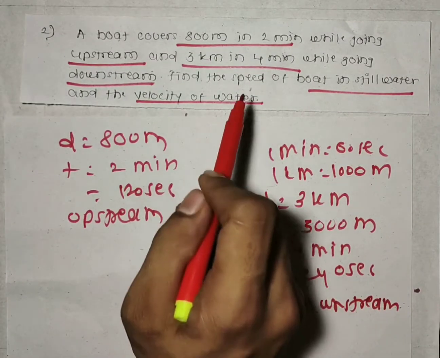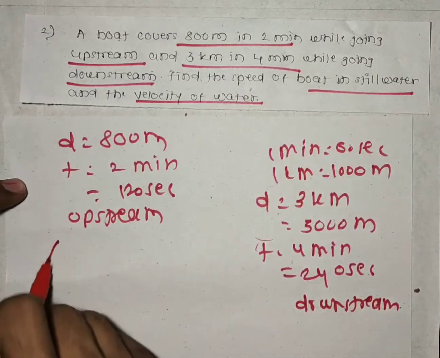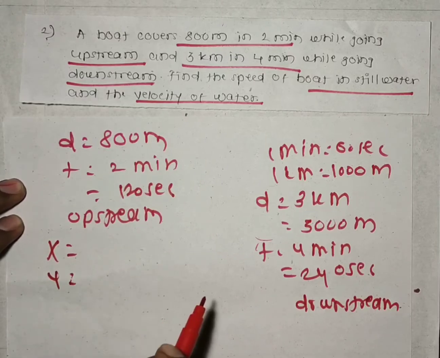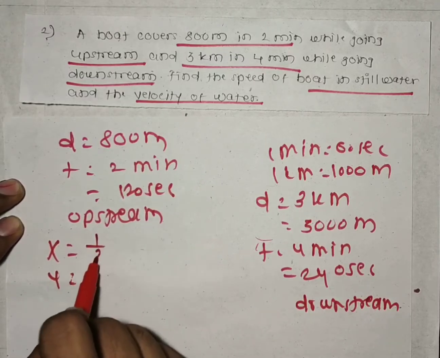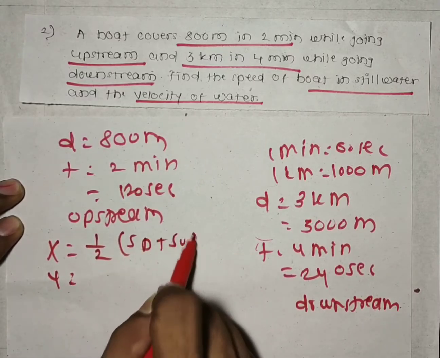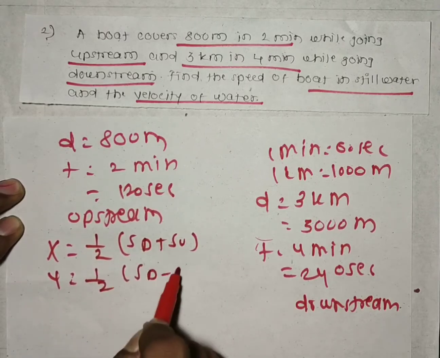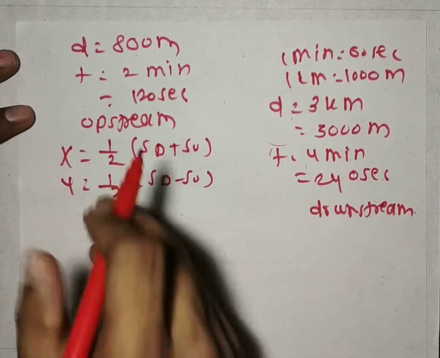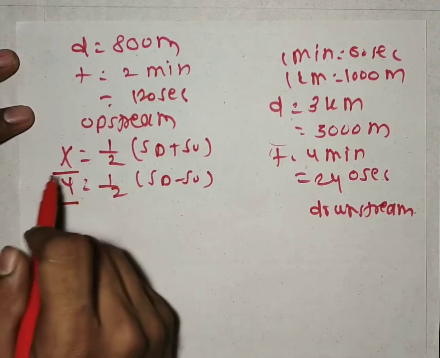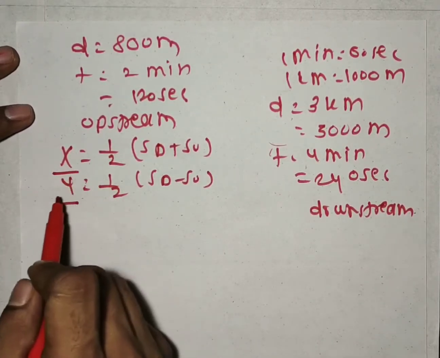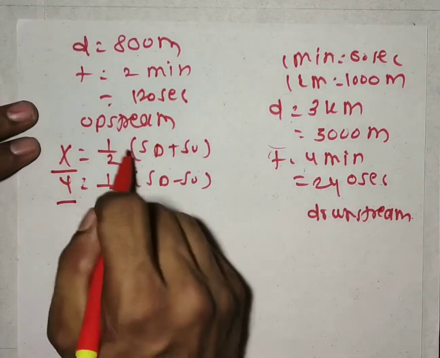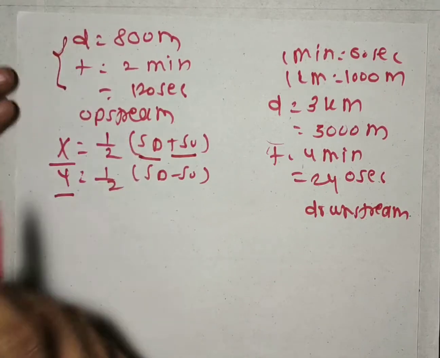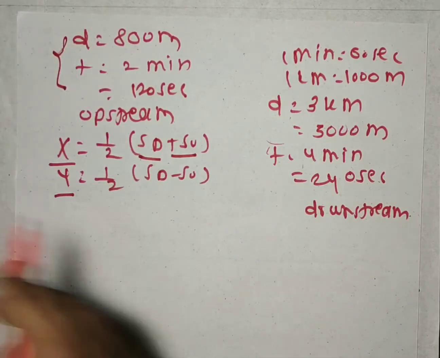And we have to find out the speed of the boat in still water, x, and the velocity of water, y. We already know the formulas for x and y, which are 1 upon 2 of (SD plus SU) and 1 upon 2 of (SD minus SU) respectively. Before calculating x and y, we must know the values of SD and SU. So we have to calculate SD and SU.